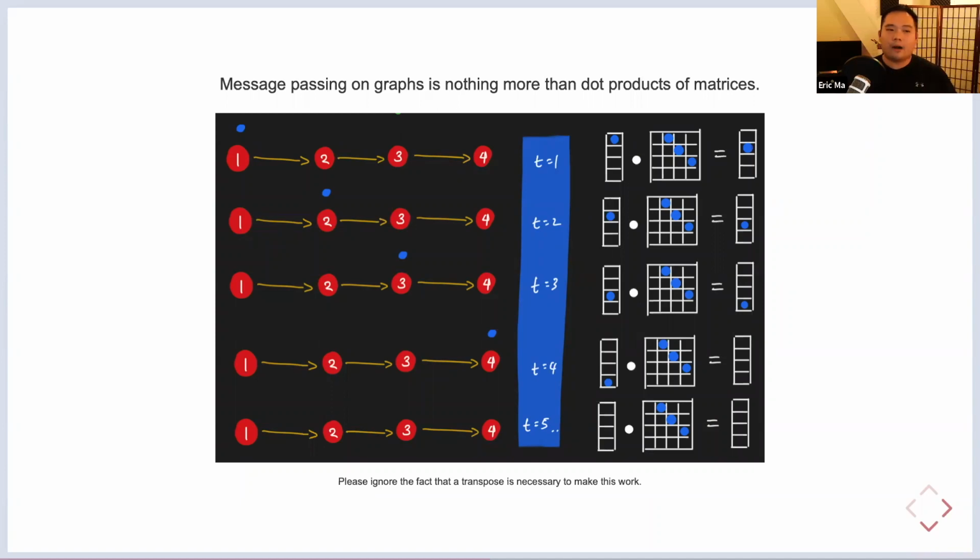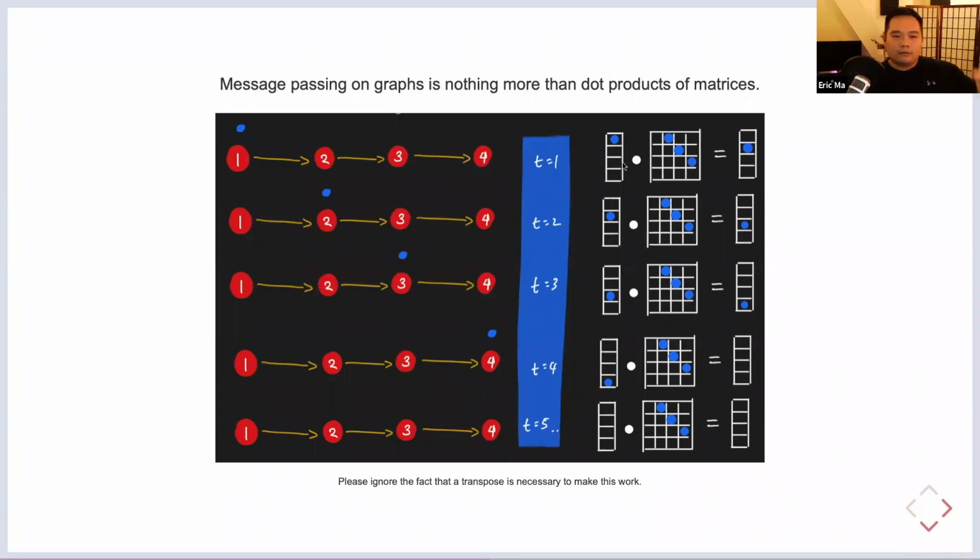For those of you who are astute and looking at the matrix multiply on the right and going like, that can't possibly work, you've got to transpose something over there, you are absolutely right. I've structured this vector as a vertical column vector, and not a row vector, simply for convenience and spacing. I don't have enough space to draw a horizontal vector. So please ignore the fact that a transpose is absolutely necessary to make this work.